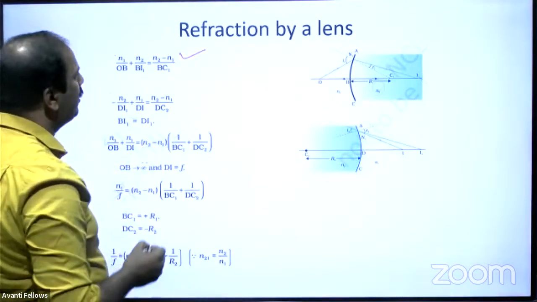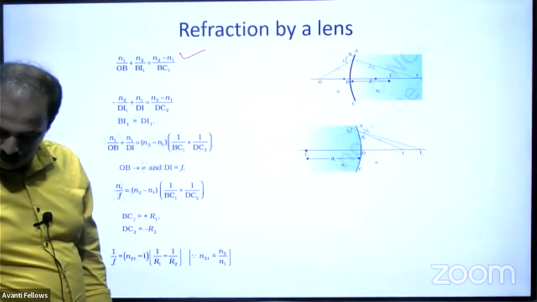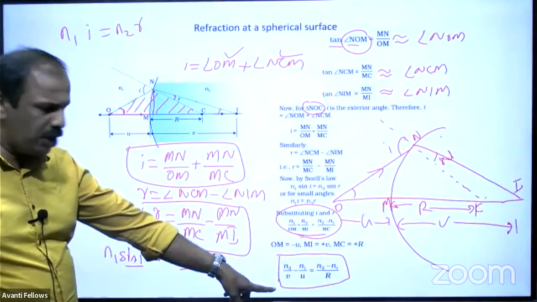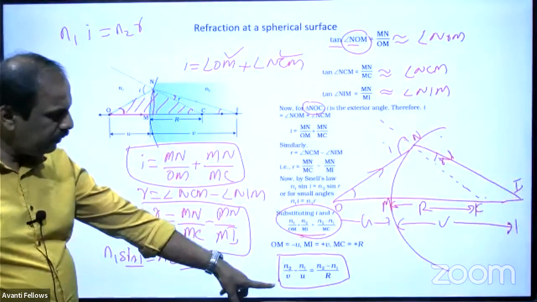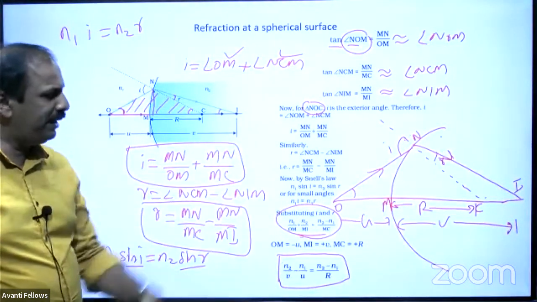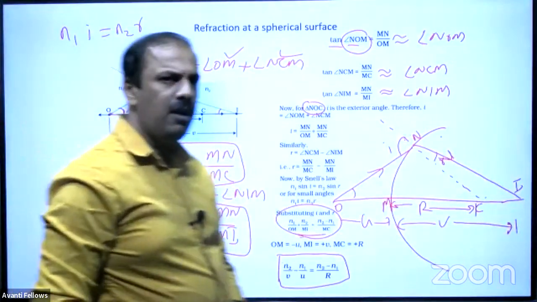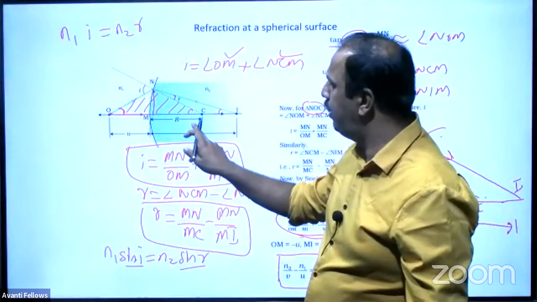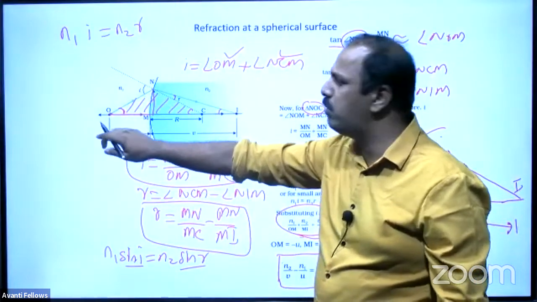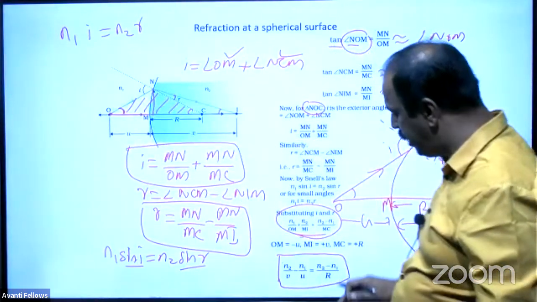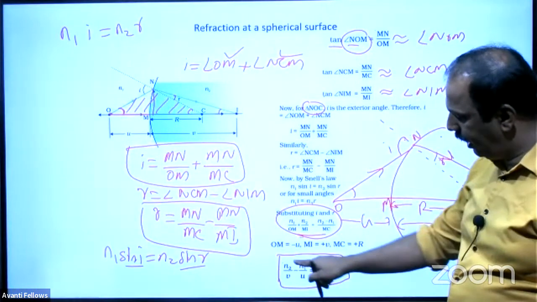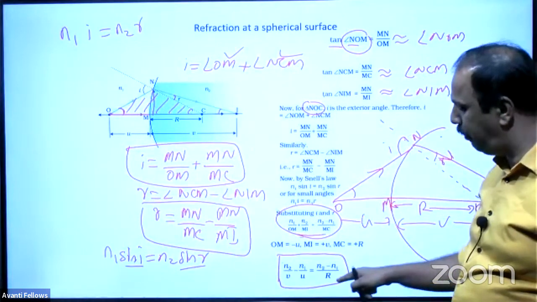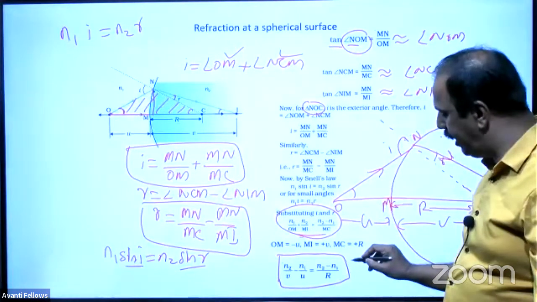We got this equation as the final equation. So this is the equation for our spherical surface. Here you see, this is applicable when you have one medium here, the denser medium, and here one rarer medium. So the light is coming from here to here. So N2 by V minus N1 by U is equal to N2 minus N1 by R.